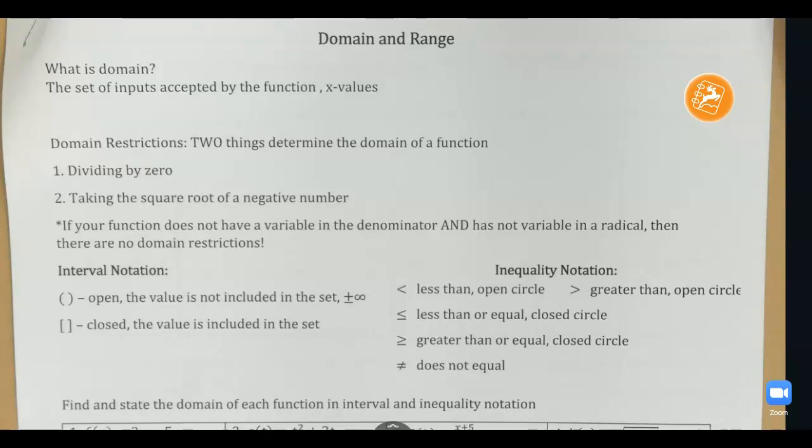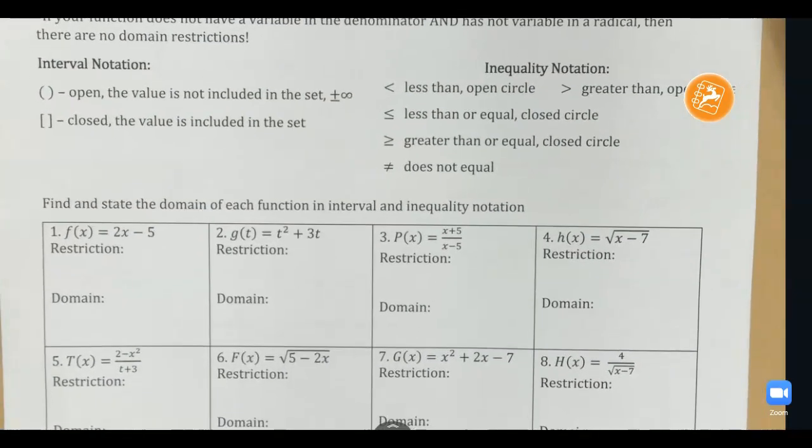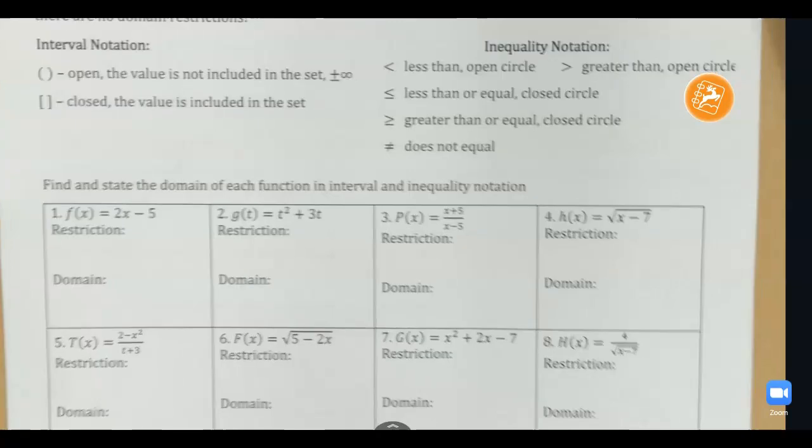So if there is an x value that would cause you to take the square root of a negative value, it also cannot be in your domain. So if you have a function with no variable in the denominator and no variable in a radical, then there are no domain restrictions, and our domain would be all real numbers, aka negative infinity to positive infinity. So quickly, we are going to be doing problems with interval notation and inequality notation.